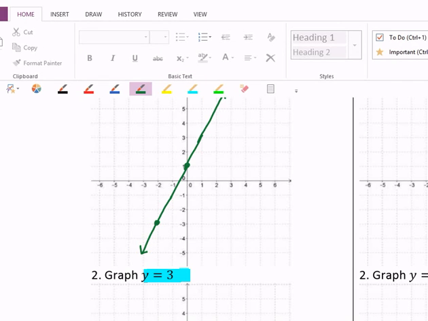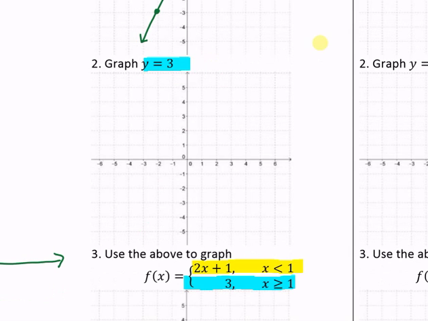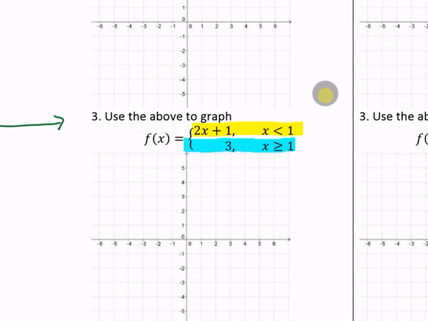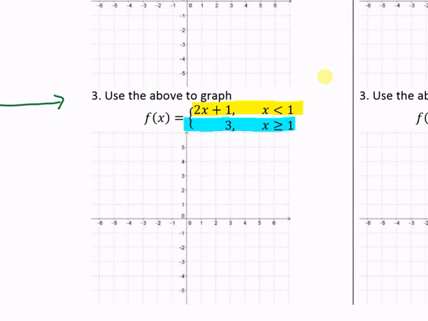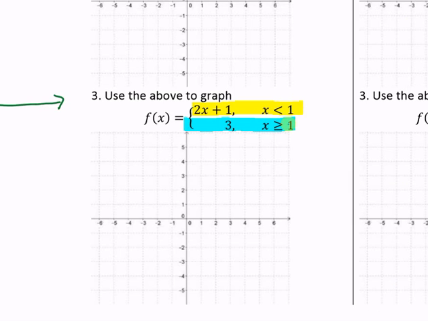Now I'm going to switch to a blue pen, and I'm going to do y equals 3. Y equals 3 is boring. It's just a horizontal line through 3. Okay. Now I'm looking at my piecewise function. It's telling me it wants to see 2x plus 1 where x is less than 1, and 3 where x is greater than or equal to 1. This side is where you look to see where to put which function.